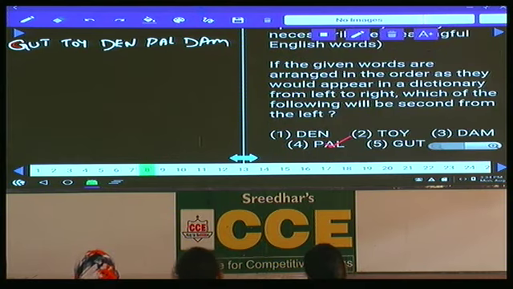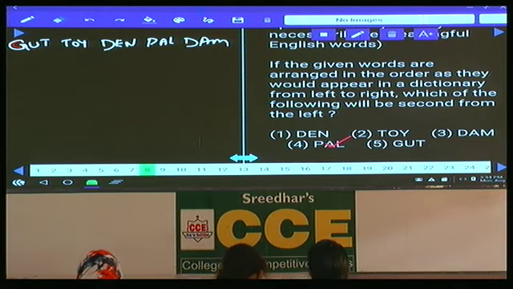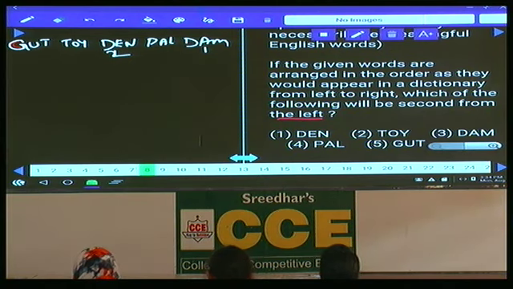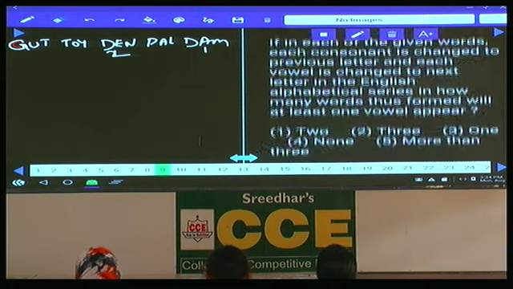Then question number 8. Now in this question number 8, the given words are arranged in alphabetical order as they would appear in a dictionary from left to right. Which of the following will be second from the left? Now the words are arranged in alphabetical order. The first one will be dam, and the second will be den. Second from the left is den, that is choice 1. Eighth one, choice 1.